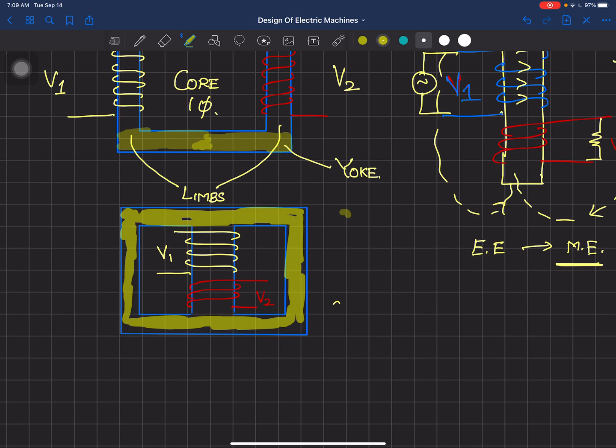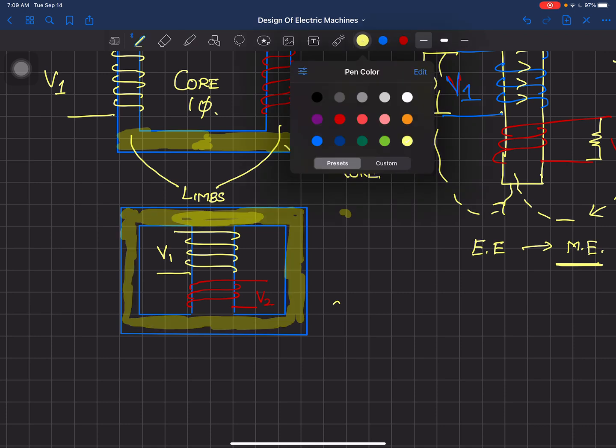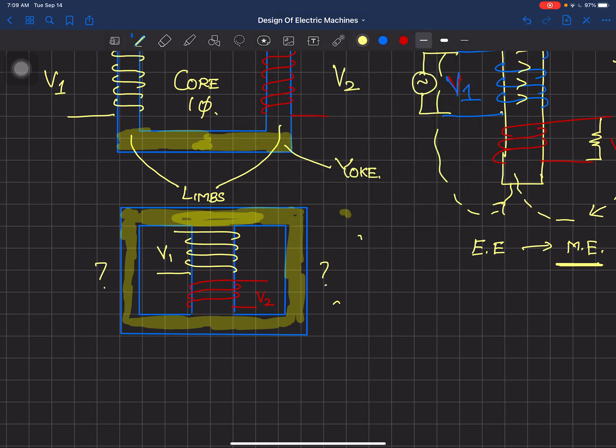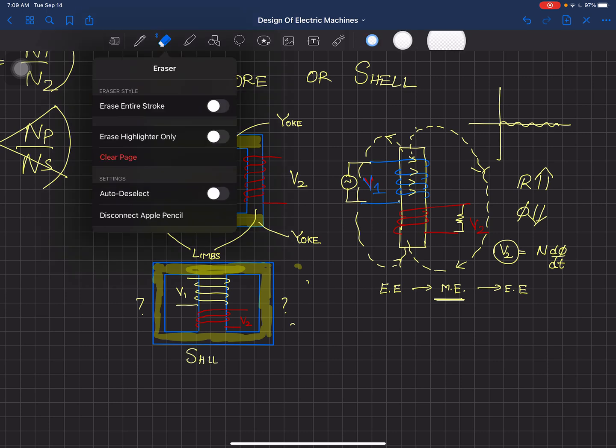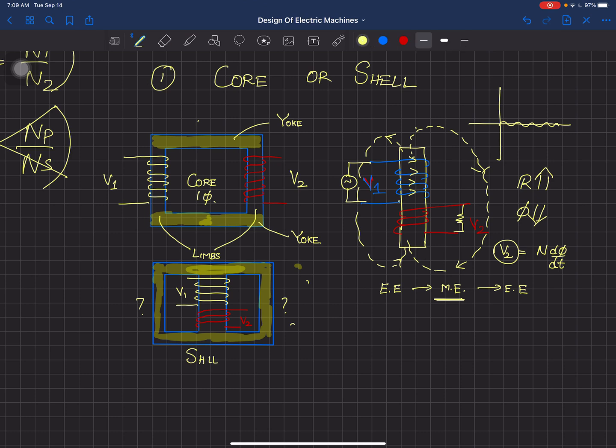Now you may argue why we have not done the winding here and here. If we had done the winding on these two, this was a core type transformer. Here, this is a shell type transformer. This is a shell type, sorry, on this one. So this is a shell type transformer.